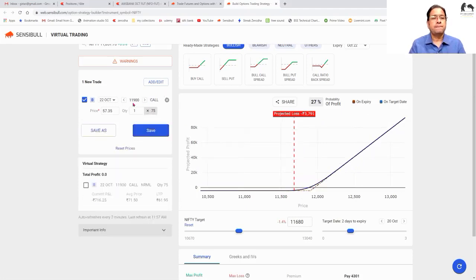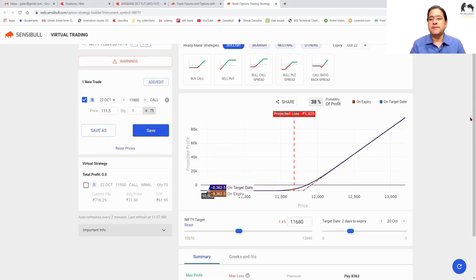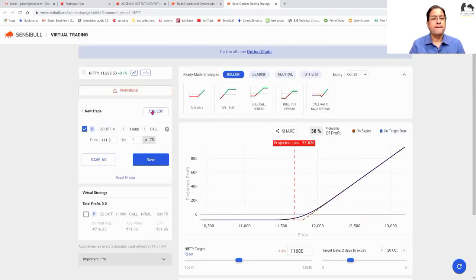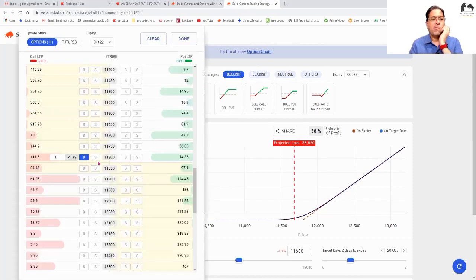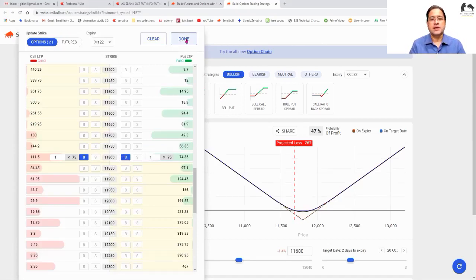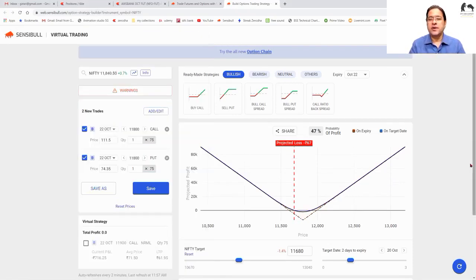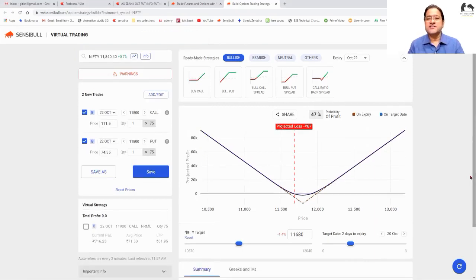Let us say at 11,800, I go long and I add one more position. I also add a put at this. Now, this is how exactly a long straddle will look, where I have taken a call as well as a put. The strategy is about buying a call and a put option with the same strike price. Now I expect that the market will have some movement. Okay, now let me take it to the expiry.